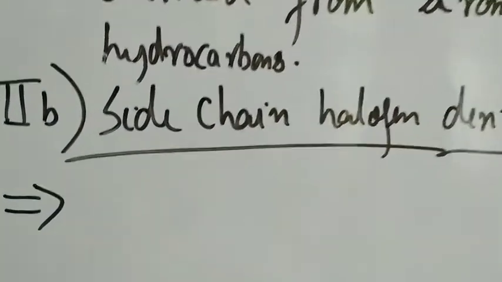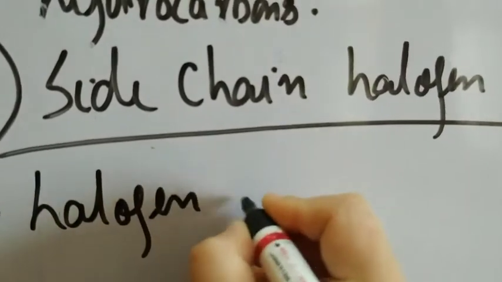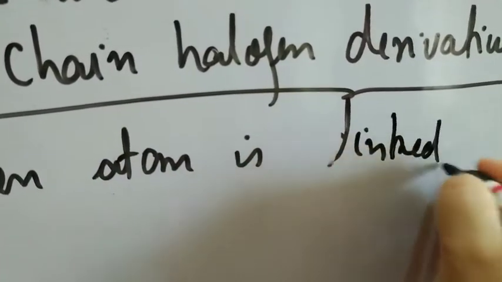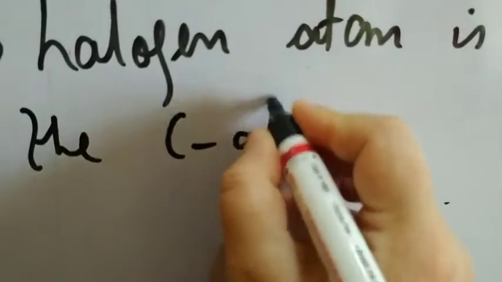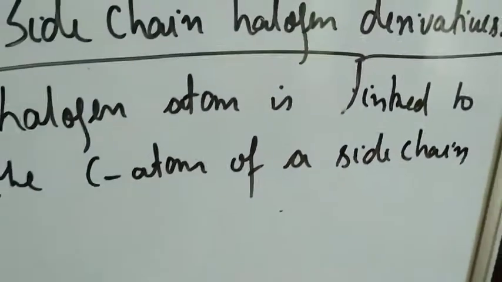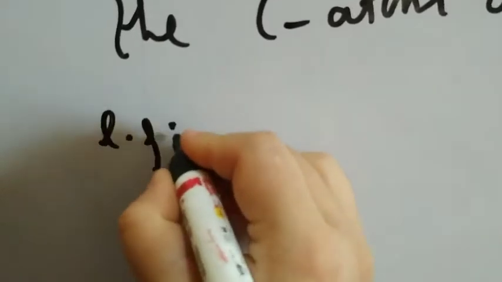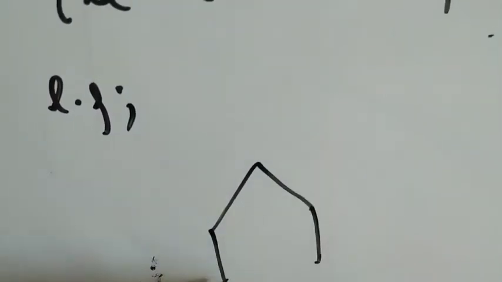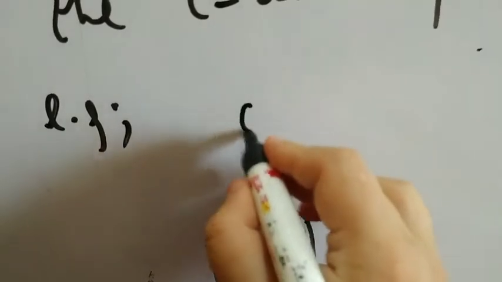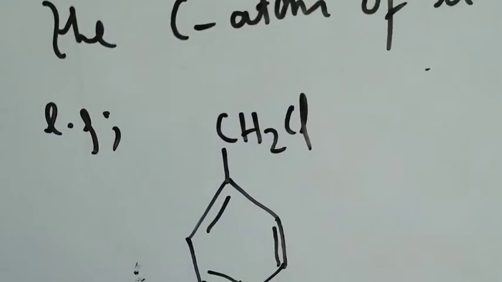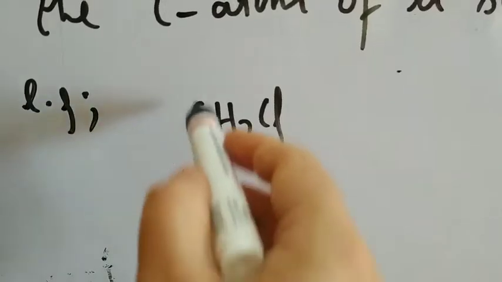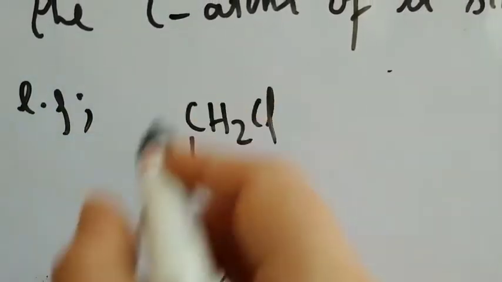By the name of the class of compounds, you can decipher yourselves that the halogen atom is linked to the carbon atom of a side chain. It is not directly on the ring. It is linked to the carbon atom of a side chain. For example, we have a compound like this. We have a benzene ring, and in this benzene ring we have CH2Cl, right? The halogen atom Cl here is not on the ring, right? It is on this carbon atom which is the side chain, which is linked to the ring, and to that carbon atom the halogen atom is linked.